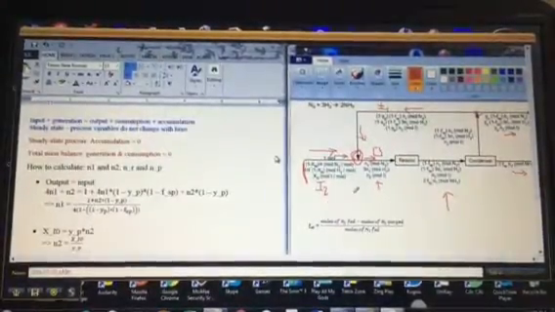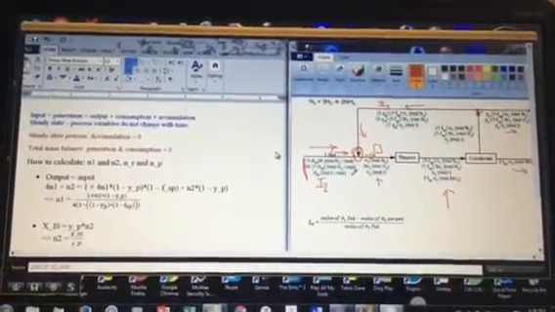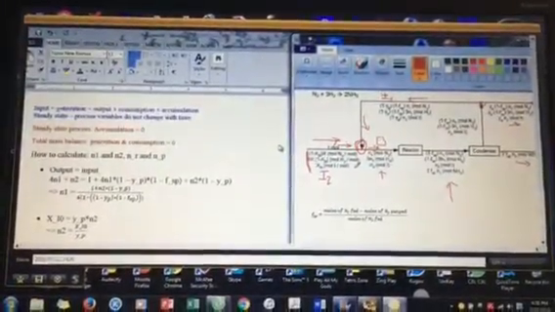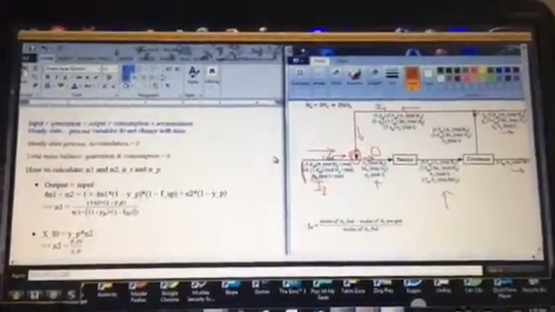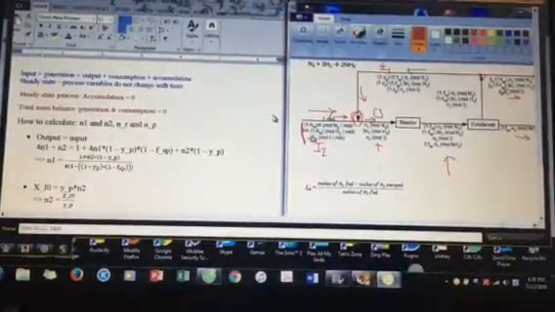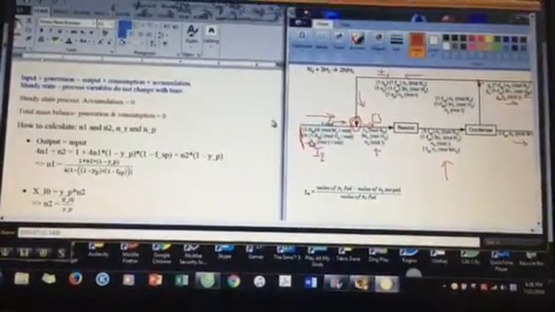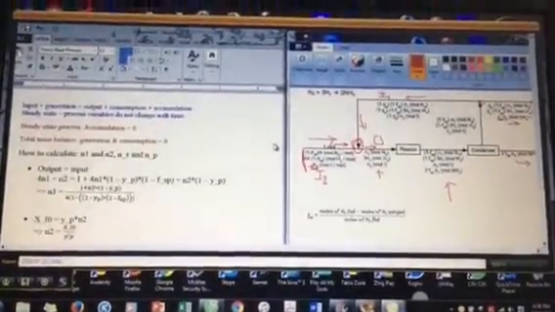For N2, in order to calculate N2, we need to consider that the moles of inert are going to stay constant throughout the whole process. So this is the amount of inert gas going in. This is the amount of inert gas going out. So these two things will be equal to each other. And then we can calculate N2 equal to XY0 divided by YP.